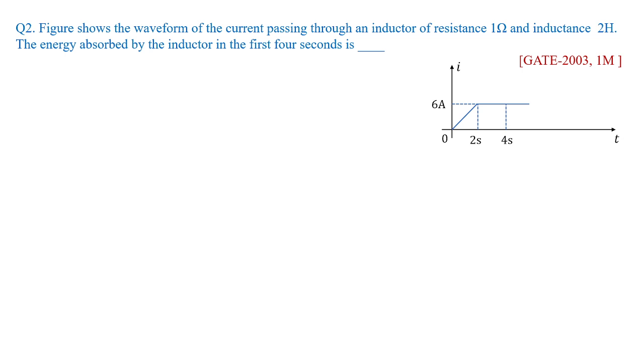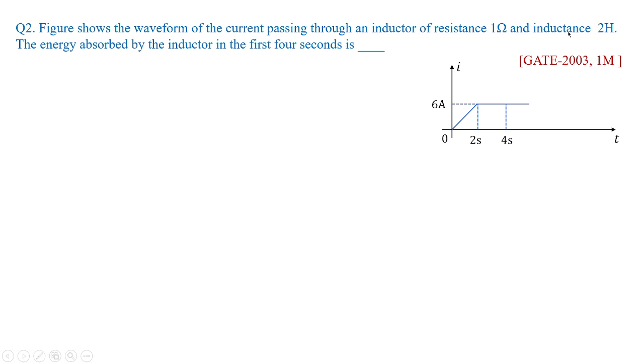Now see the next problem. Figure here shows the waveform of the current passing through an inductor of resistance 1 ohm and inductance 2 henries. The energy absorbed by the inductor in the first 4 seconds is dash. So this question was asked in GATE 2003 for 1 mark. I think it's a typical question. You need to focus on the procedure in order to obtain the answer.